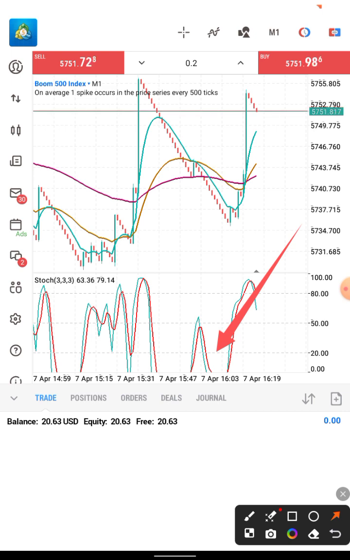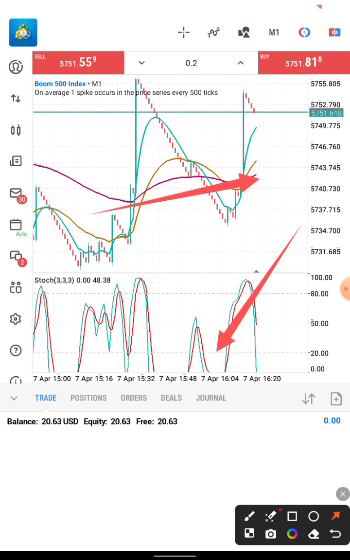But it is much better when the market is uptrend if it is Boom, it's much easier that way. And on Crash, when the market is downtrend, it's much easier that way. Are you getting it now? So remember, trend is your friend. Understand?